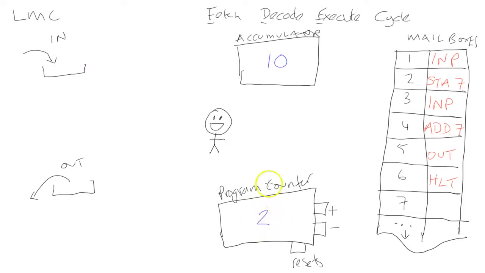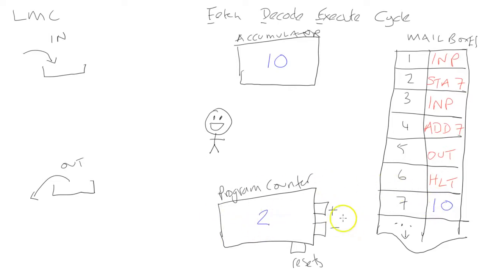Program counter goes to 2, so now he walks over to position 2, looks at the instruction, sees that it says STA, which stands for store, and it also has a mailbox location. So it says store whatever's in the accumulator: ST, store, A, accumulator. Store the value in the accumulator into mailbox 7. So he walks over to the accumulator, takes that number 10, copies it and stores it into position 7. So he puts 10 into there.